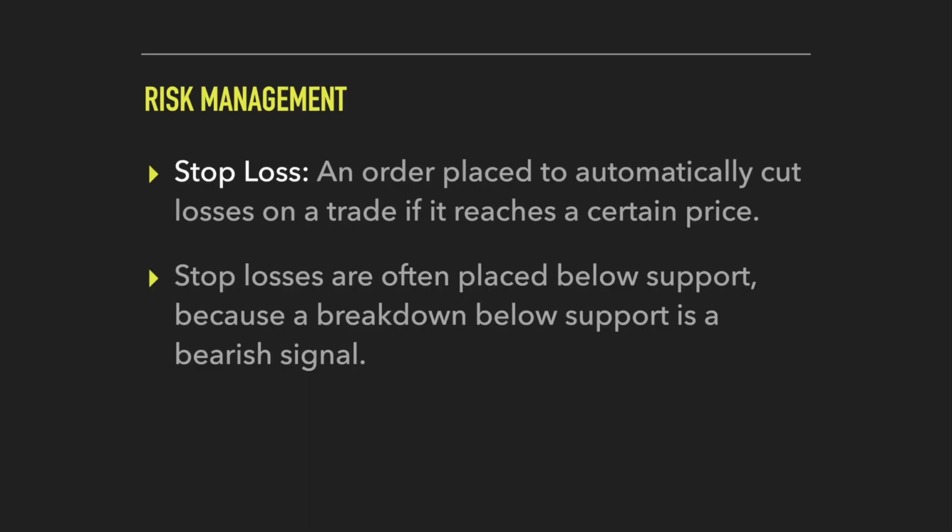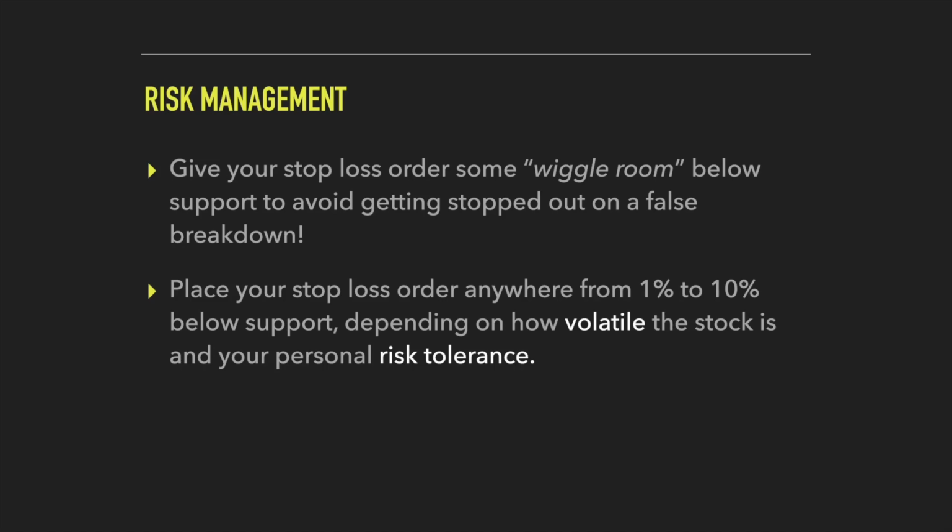So that's kind of where proper risk management is going to come into play. If you happen to have a stop loss, which is an order that is placed to automatically cut your losses on a trade if a stock reaches a certain price, if you have one of those placed below a level of support, because you know that a breakdown below support is a bearish signal and you want to sell your shares and cut your losses if that does happen, it's very important to give your stop loss some wiggle room below that level of support in order to prevent yourself from getting stopped out on a false breakdown.